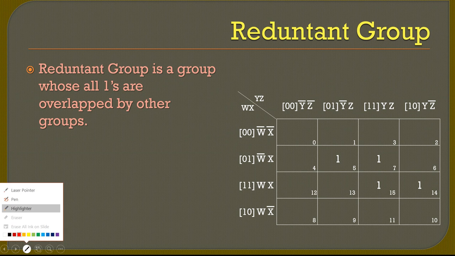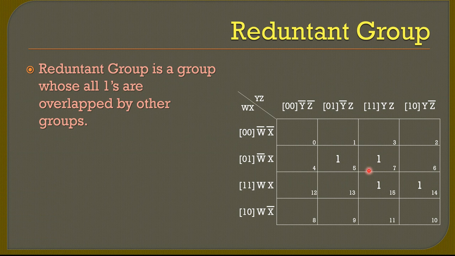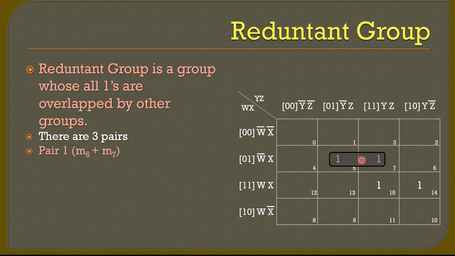You can see a K-map is given and you have 4 ones here. When you observe it, how many groups, that is how many pairs, are available? So here basically you have 3 pairs. You are going to identify what pairs are available. The first pair is 5 and 7. This makes a pair. So pair 1 is M5 and M7.